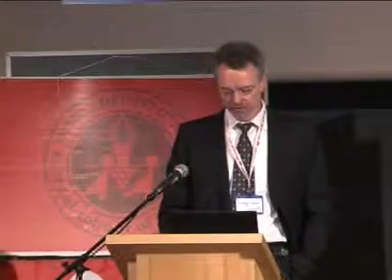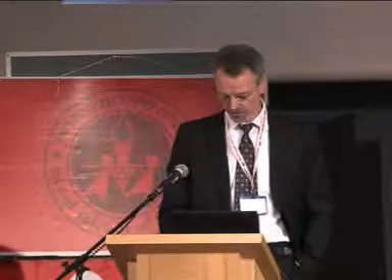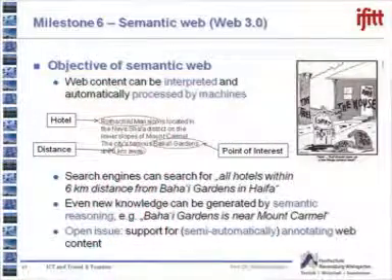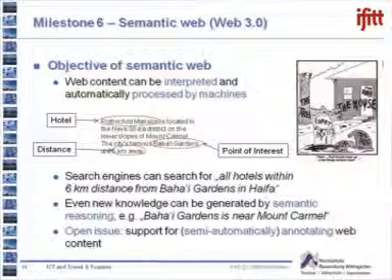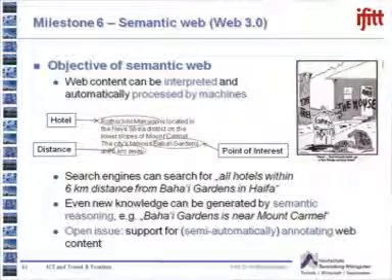Now you could say, okay, this is the hotel. You annotate the content with the semantic information. This is the hotel. This is a point of interest. This is a distance. And then by this annotation process, you can enable powerful services. For example, you could search for all hotels within a 6-kilometer distance to Bahia Gardens in Haifa, which you cannot do at the moment in Google, because Google hasn't got the semantic information.